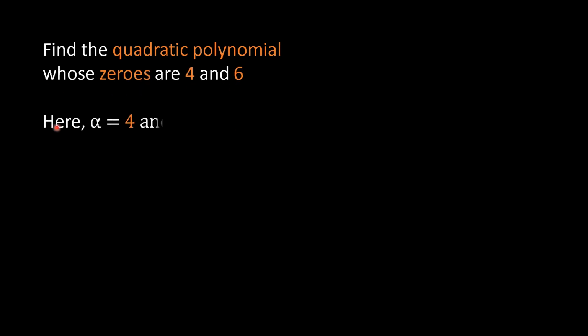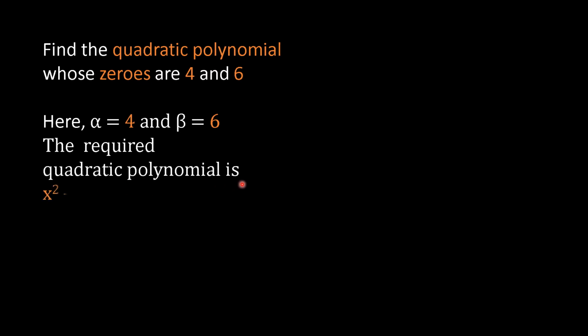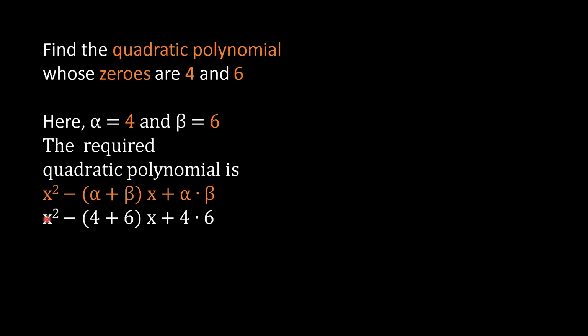We have to find the quadratic polynomial whose zeros are 4 and 6. Here alpha is 4 and beta is 6. The required quadratic polynomial will be x squared minus (alpha plus beta) into x plus alpha beta. We will substitute the values of alpha and beta. It gives us x squared minus (4 plus 6) into x plus 4 into 6, which gives us x squared minus 10x plus 24, and this is the required quadratic polynomial.